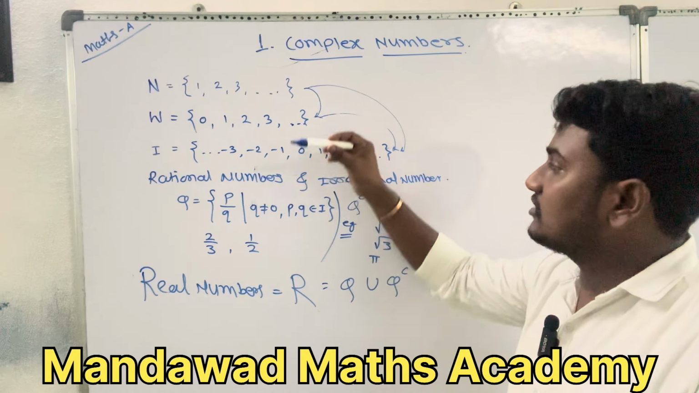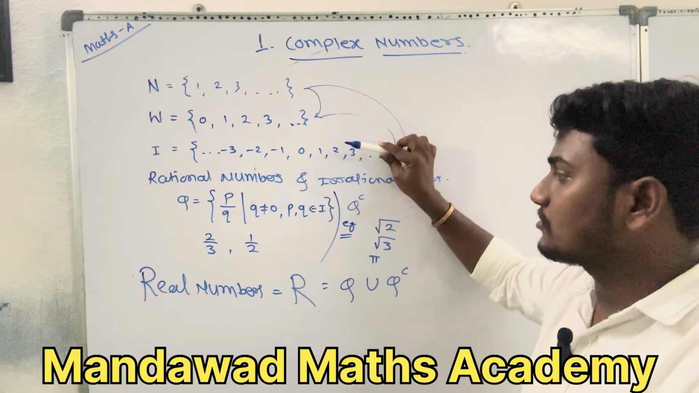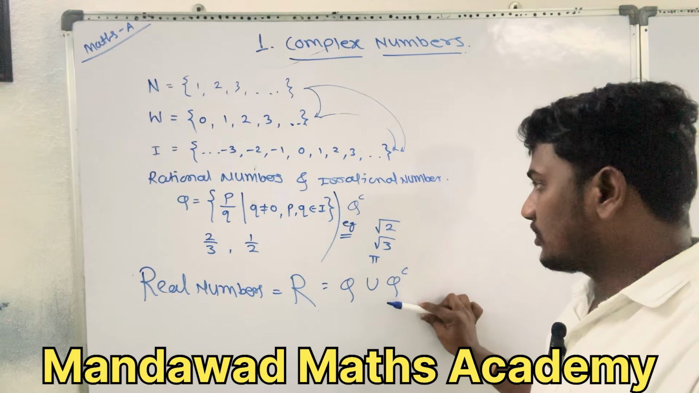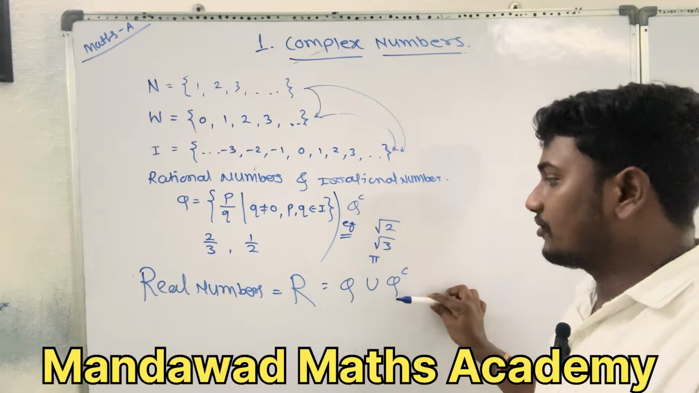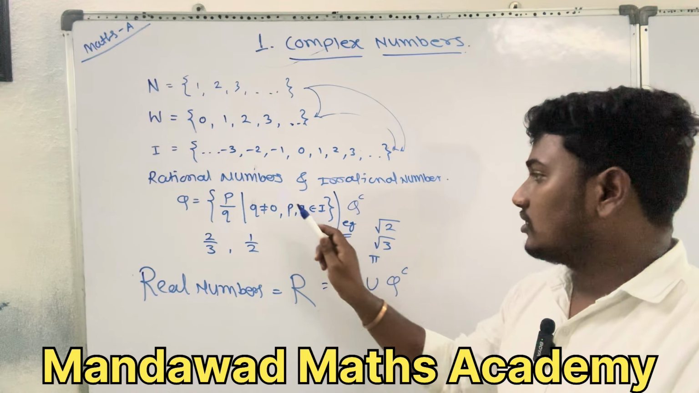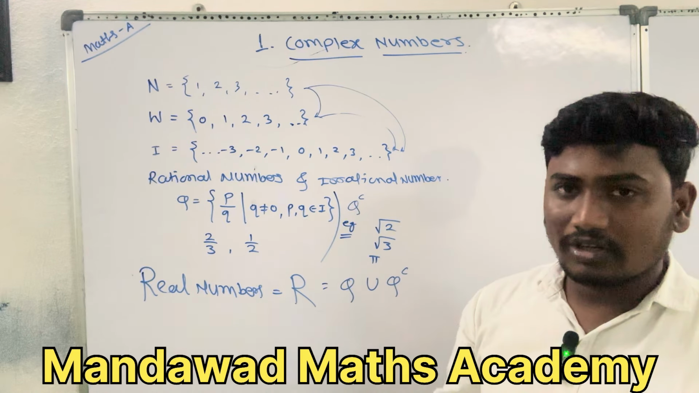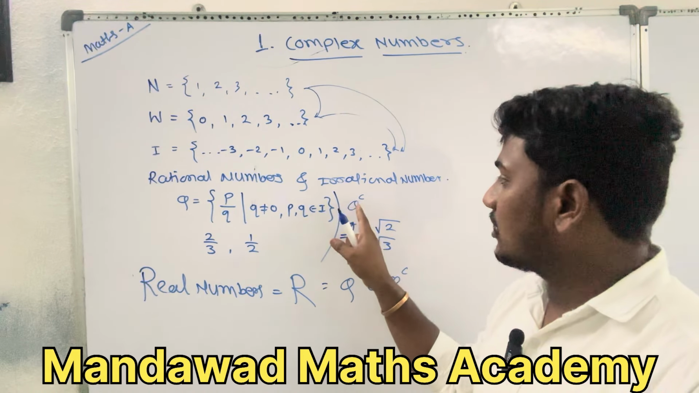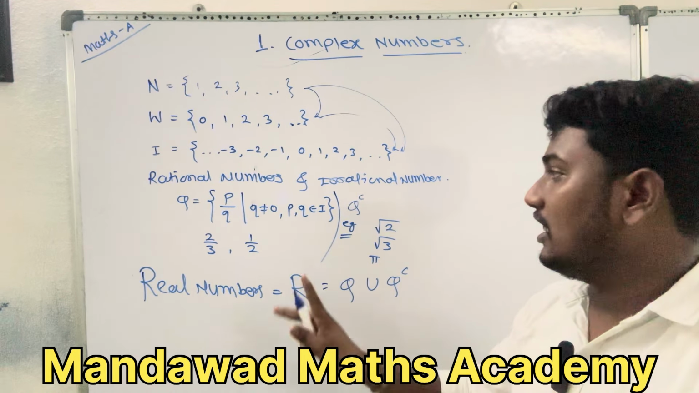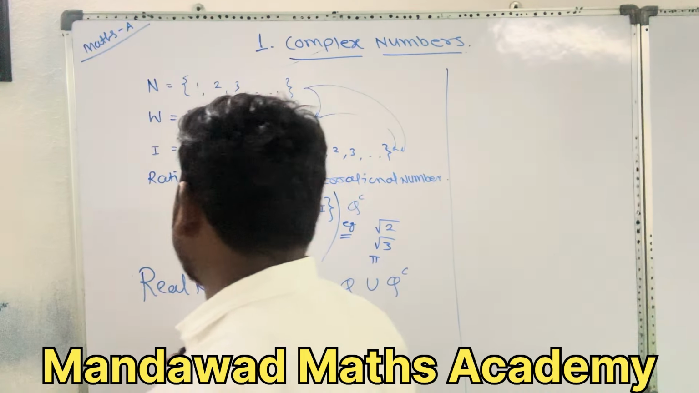Once again I am repeating: natural numbers are a subset of whole numbers, which are a subset of integers, which are a subset of rational numbers, which are all subsets of real numbers. Irrational numbers are a subset of real numbers, and rational numbers are a subset of real numbers. Rational numbers and irrational numbers are complements of each other, meaning they are disjoint sets: there are no common elements between them. So this is the introduction to types of numbers.